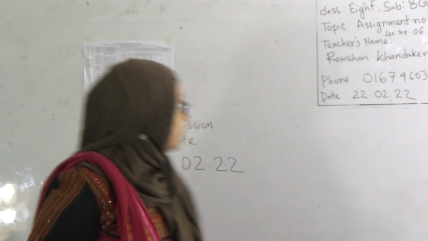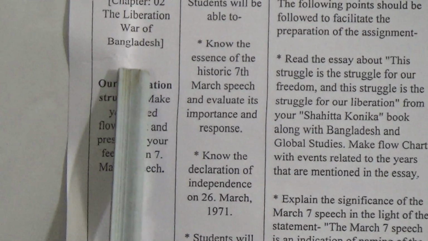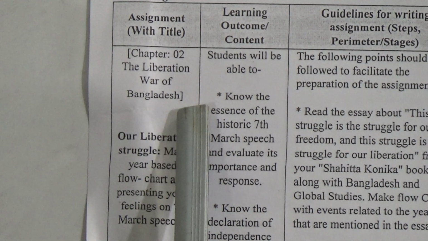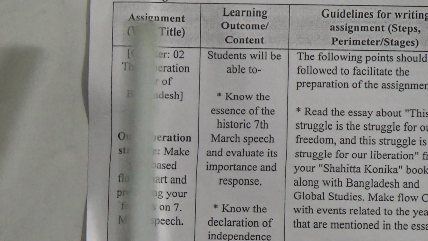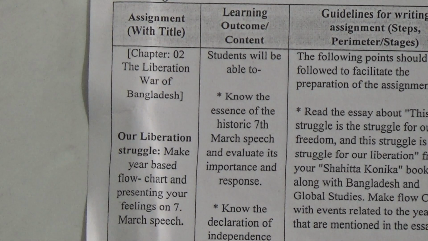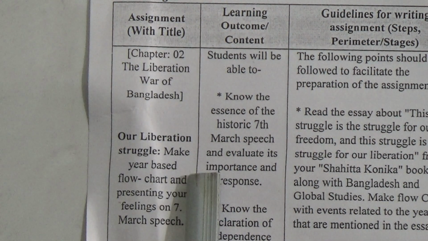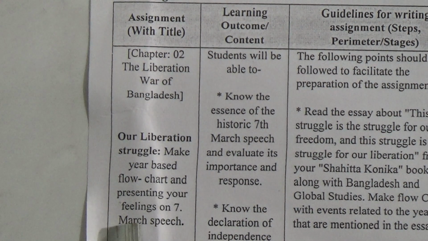Okay, so here it is. This assignment is on chapter number 2, Liberation War of Bangladesh. You know that, it's inside your book, okay. In your Bangladesh and Global Studies book, chapter 2, Liberation War of Bangladesh is our topic, okay. And what will be the assignment title here? It's written here. The title of the assignment would be Our Liberation Struggle. Make a flowchart and present your feelings on the 7th March speech, okay.